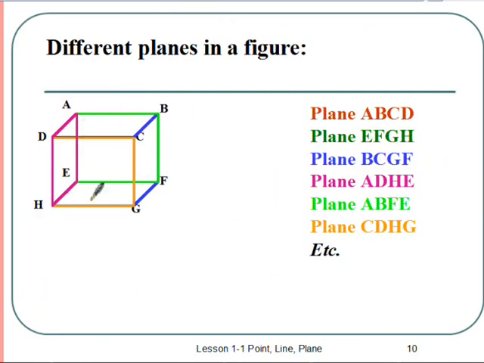Different planes in a figure. So here's a drawing of a box. There's all sorts of different planes. So ABCD would be like the top, EFGH would be the bottom, BCGF would be this right side, ADHE would be this left side, ABFE is the back, CDHG is the front. So we have all these different planes within this figure.